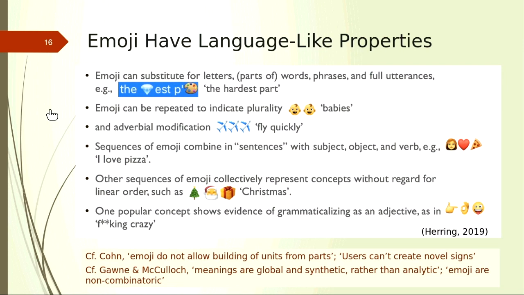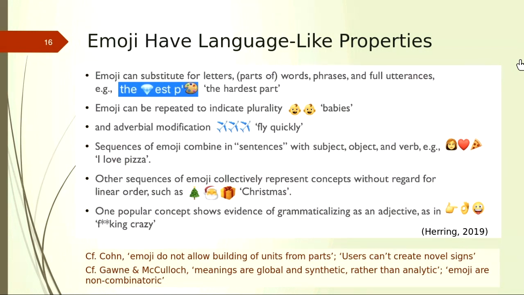So first, emoji can substitute for letters, as we were just saying, for words, for phrases, and full utterances, and also for parts of words. As we can see in this example here, in the word hardest, the diamond represents the concept of hard, and the artist palette is used to represent the sound of art in the word part. Emoji can be repeated to indicate, for example, plurality, as in babies, and adverbial modification, as in repeated airplanes that are used to mean fly quickly.